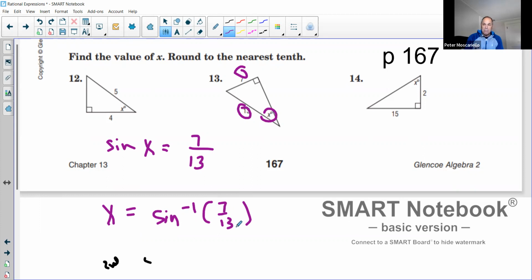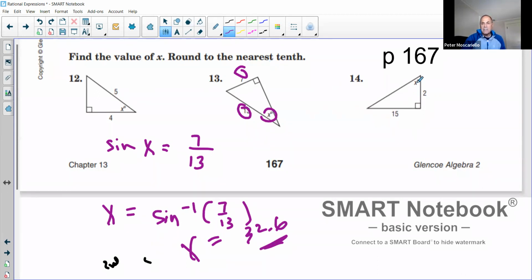I get a big long number. Don't round that yet. Just leave it like that. And now just hit inverse sine. And I get x equals 32.57, so 32.6. Hopefully that's what you got.